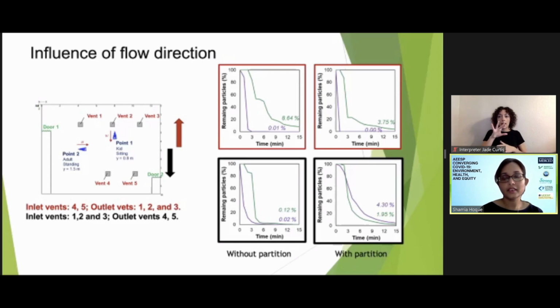The green line is when the sneeze occurs from the adult, and the purple line is when the sneeze occurs from the child. Now, if we go down to the plots below those two, where we have the black line, which is where the sneeze is occurring in the direction of the flow, you will notice that the presence of the partition actually causes more particles to stay inside the room, as opposed to when there is no partition. And the case gets worse for the child who's sneezing and who has the shield in front of him or her. It goes from nearly 0.02% to around 4.3% remaining after around 15 minutes.